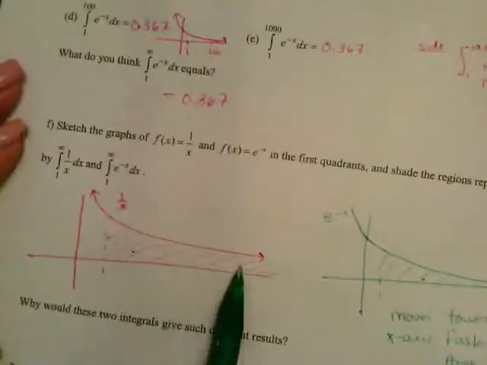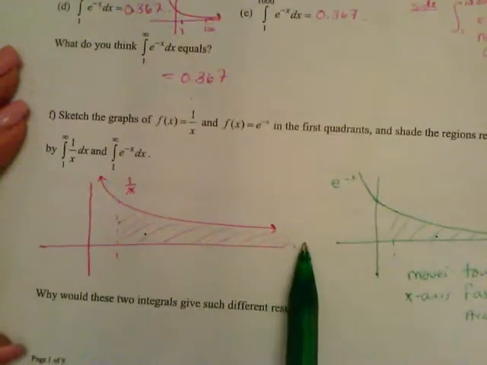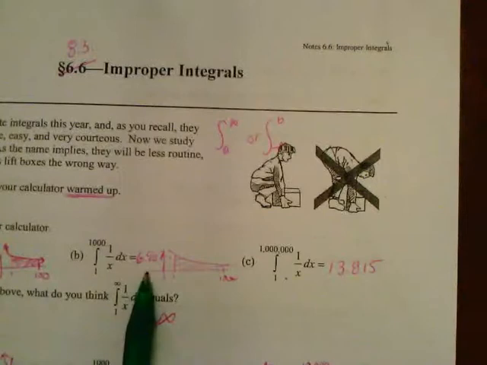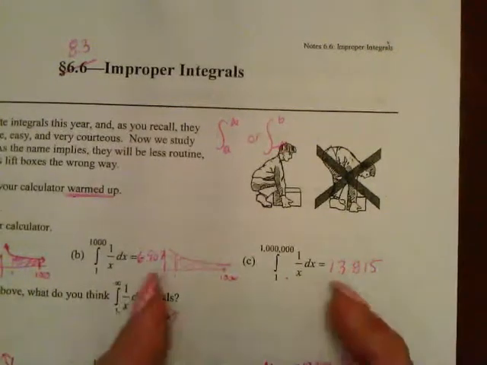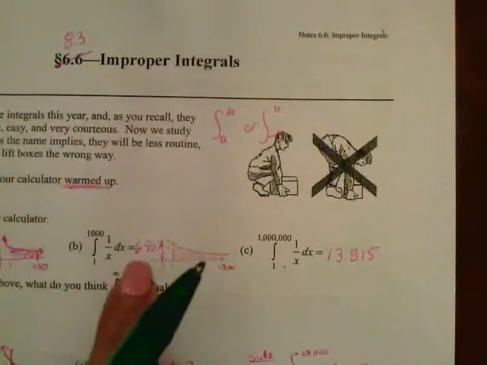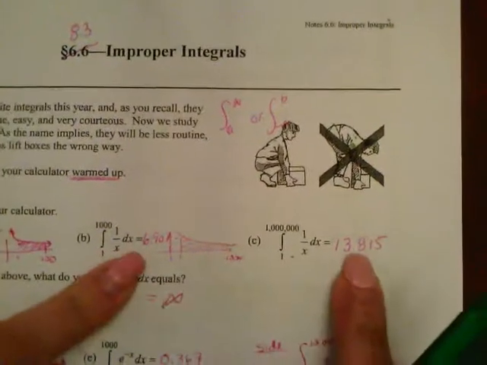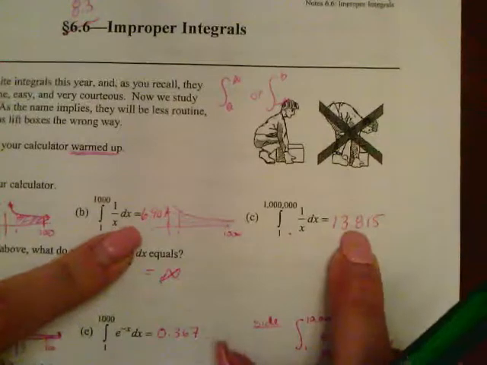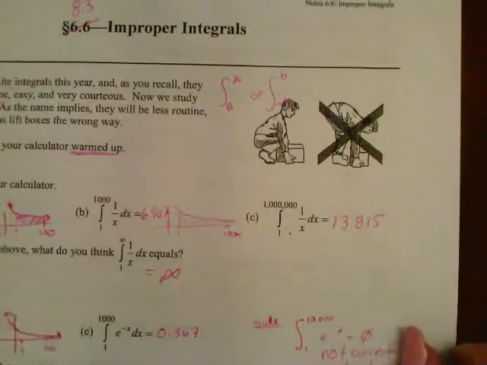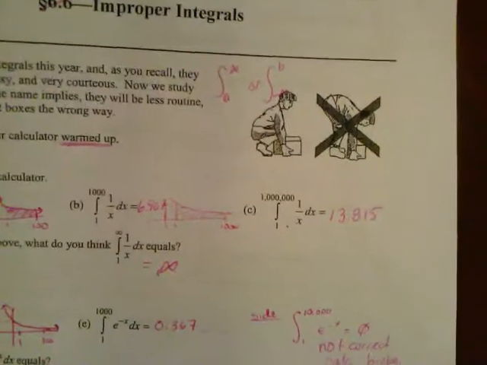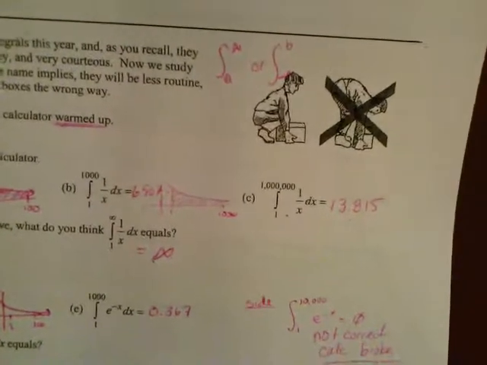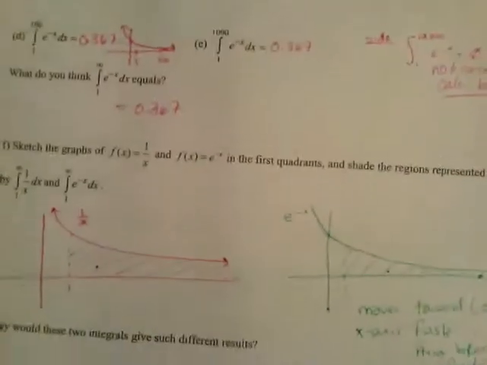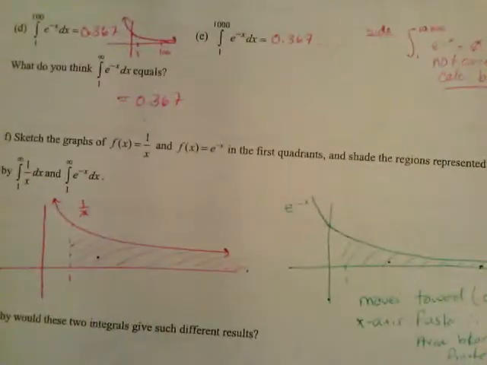Now here it's increasing, but not fast enough. It's growing steadily by these big gaps, so here from 4 to 6 is 2 units, here from 7 to 13 is 5 units. So we don't know at what point it's going to get closer and closer to the x-axis to give us a finite number. So why would these two integrals give such different results?